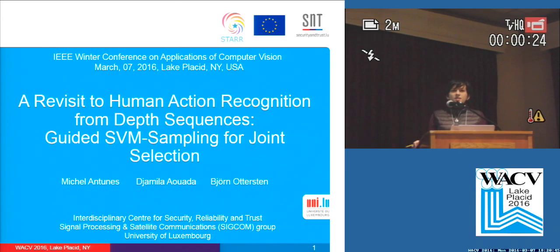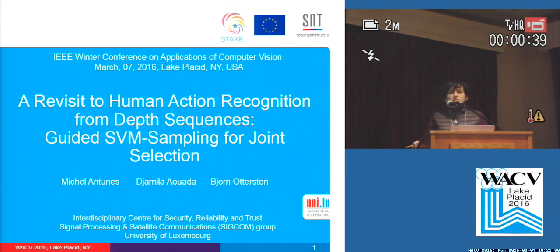I'll be presenting joint work with my colleagues Michel Antunes and Björn Ottersten. The work is a revisit to human action recognition from depth sequences. We actually propose a guided SVM sampling for joint selection algorithm.